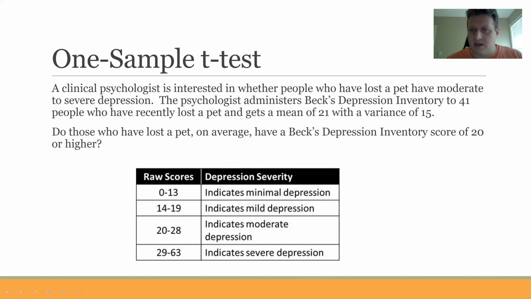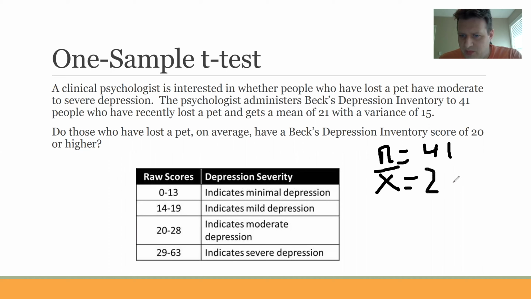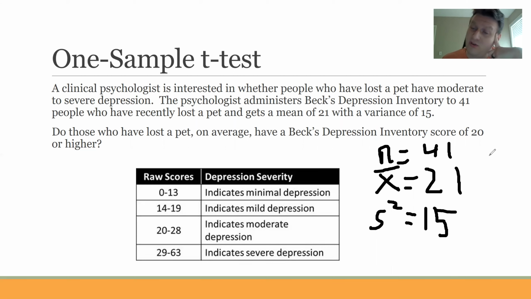Okay, so let's write down all of our information. We have an N of 41. We have a sample mean of 21 and a sample variance of 15. Where's our population mean? It's not there. We're not comparing this to a population mean, but we can still use the one sample z-test, or one sample t-test. Sorry about that.